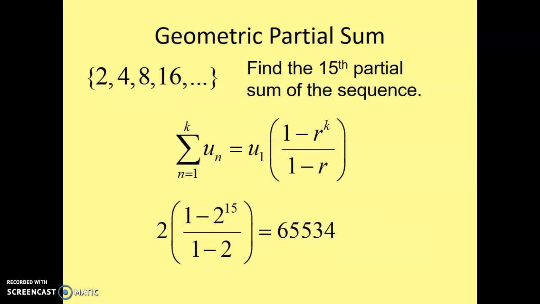So this is the end of the video for partial sums. There are 4 more questions. Please do those 4 questions for your CFU, and I wish you luck.